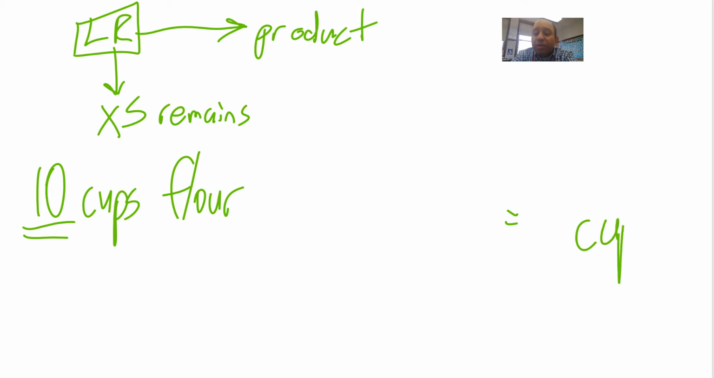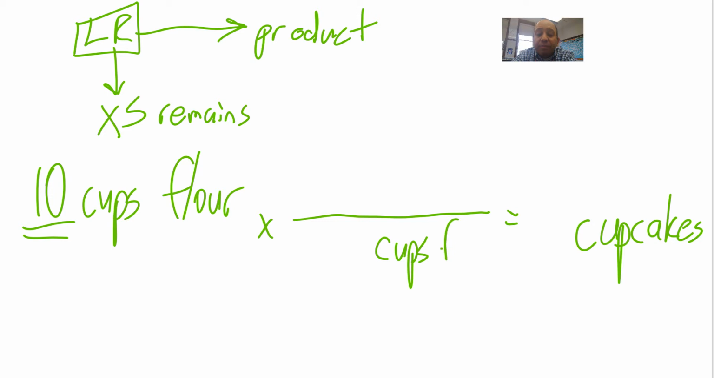Again, you can figure out how many cupcakes you're going to make based on the amount of ingredients you have, based on the amount of limiting reactant you have. So that's the flour. You can use that to determine the cupcakes. So we put cups of flour on the bottom, and we put cupcakes on the top.